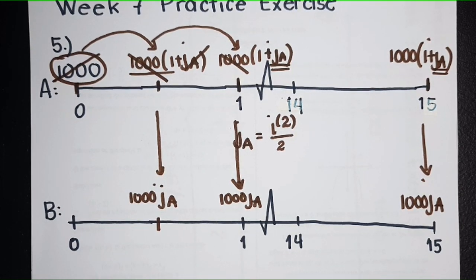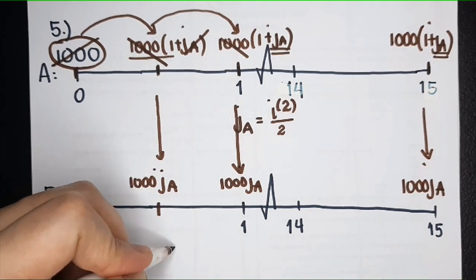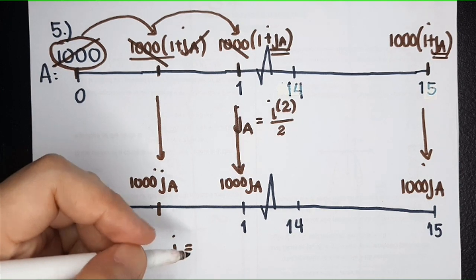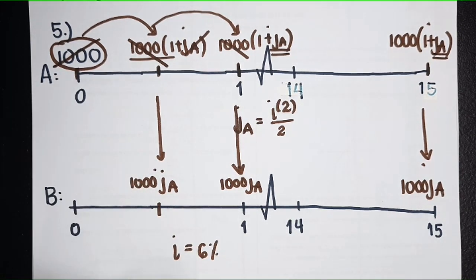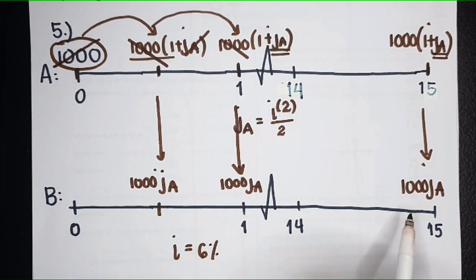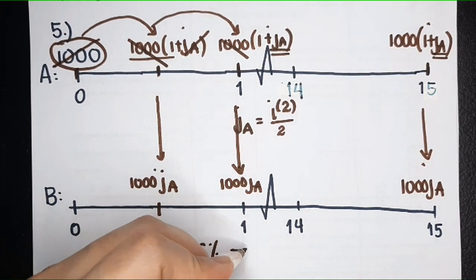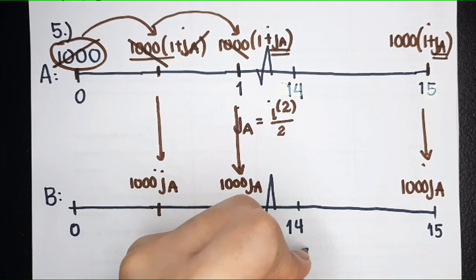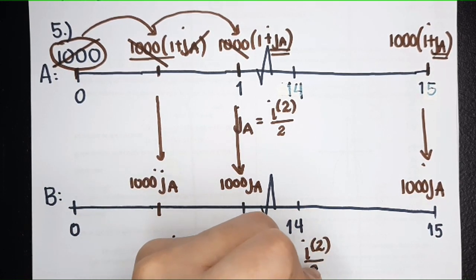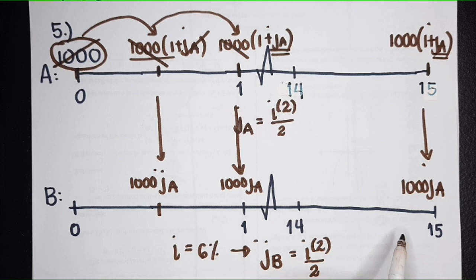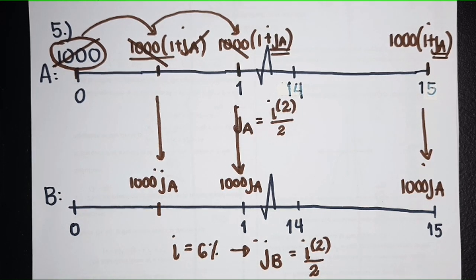Okay. For the second fund or Fund B, you're given I equals 6%. Okay? This is an annual effective rate of interest. Pero yung series of payments mo ay semi-annually. Okay? So, you may want to convert and find, let's call it J sub B. This is your I upper 2 over 2. This is going to be the effective rate of interest for Fund B. Okay?